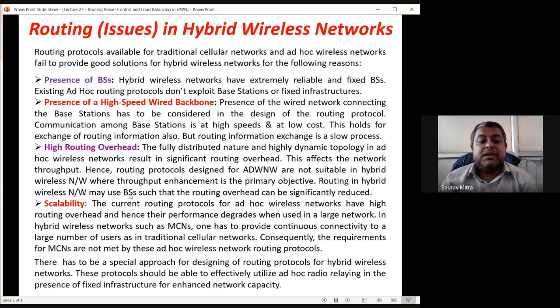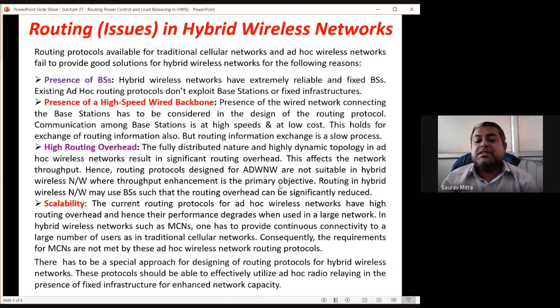Routing in hybrid wireless network may use base stations, such that the routing overhead can be significantly reduced. So if we are using base station instead of the distributive kind of routing, in that case base station will take care of all the routing part. So base station will establish the contact between the sender and receiver. Base station will act as a relay between the transmitter and the receiver. Hence, the control overhead will reduce. So problems are discussed in every point, and solution is also discussed in every point. So you have to understand that. So high routing overhead of ad hoc is the problem.